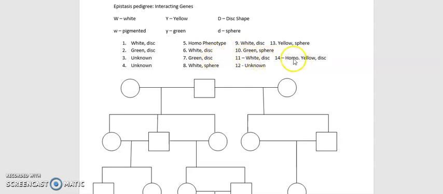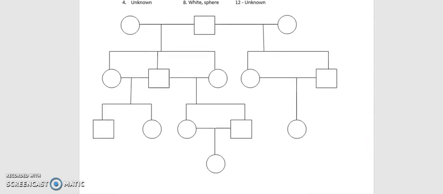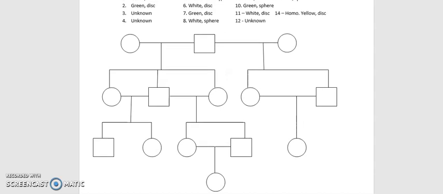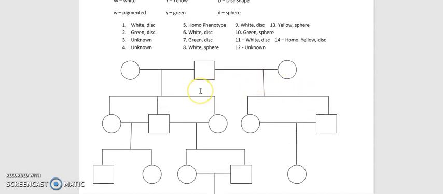For this one, homozygous yellow is also homozygous disc as well. Homozygous yellow, homozygous disc. So those are your hints. Your job today is to fill in the genotypes of each and every one of these 14 individuals on this pedigree. Then you are going to send me a copy of the picture that you have produced, and I'll check it over. My hint to you is that there are 5 unknown lines.